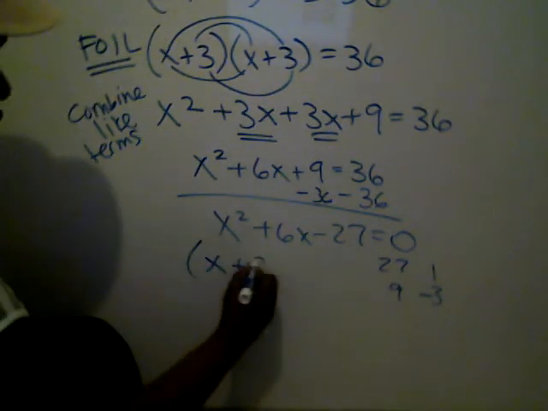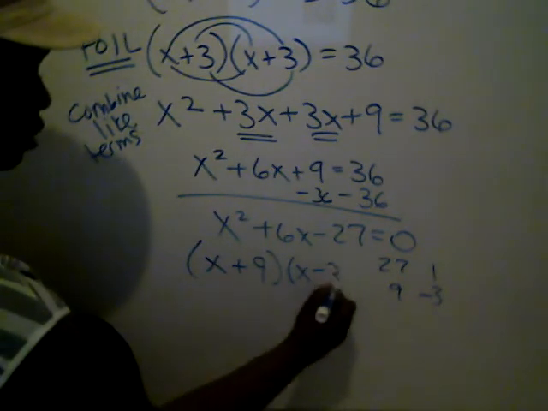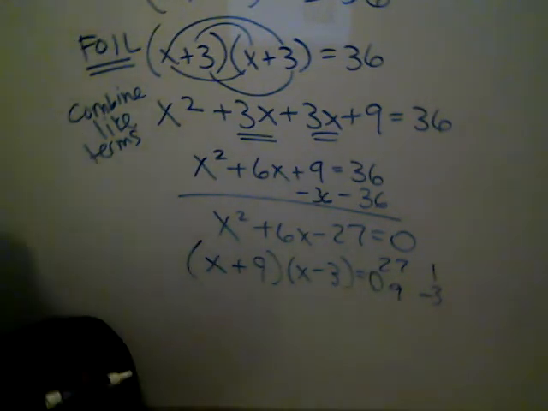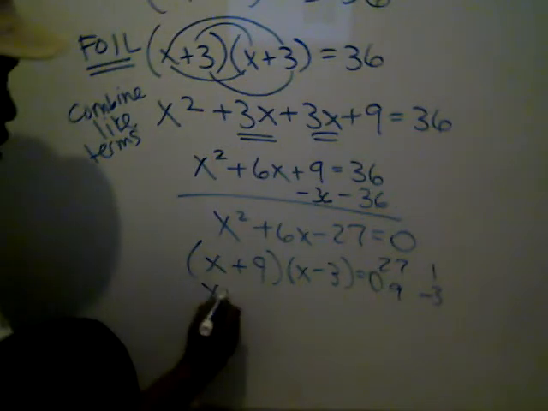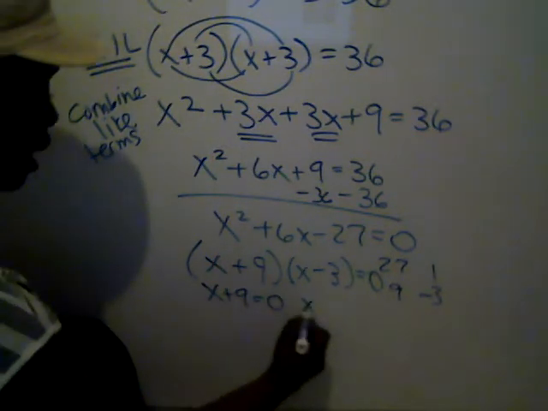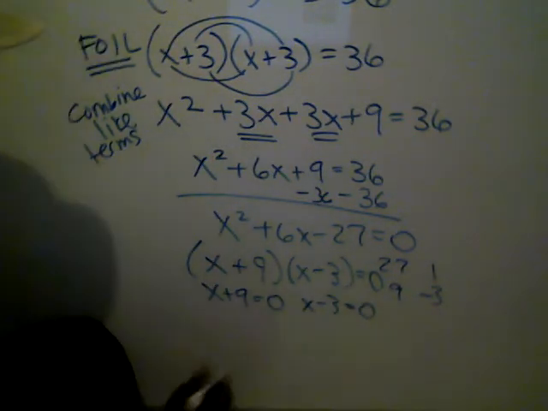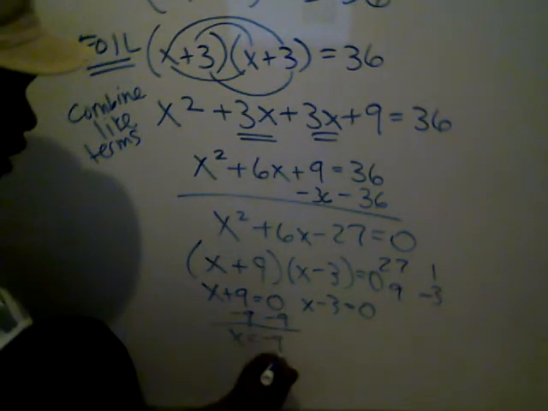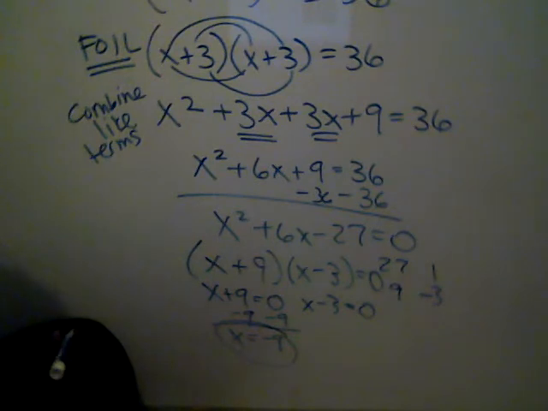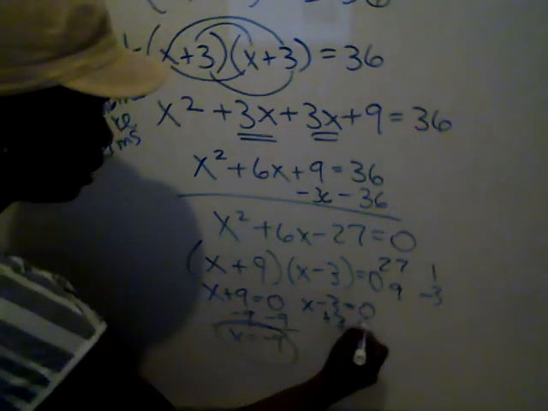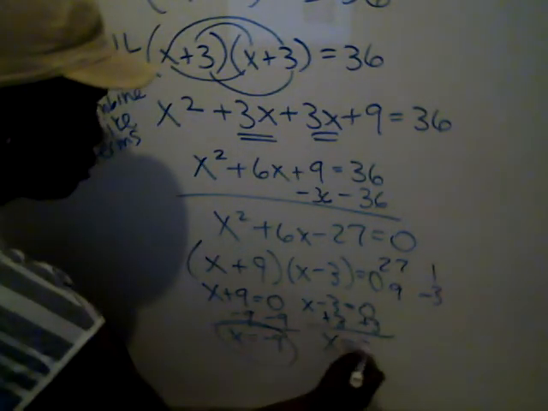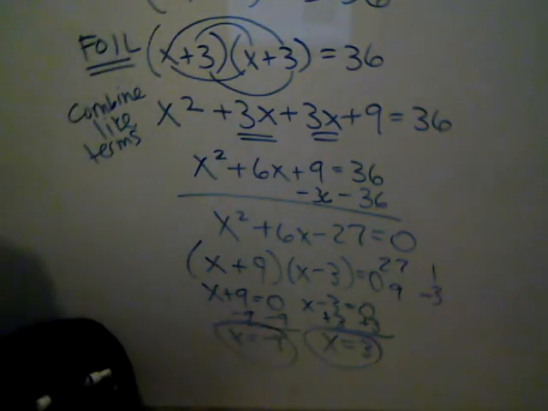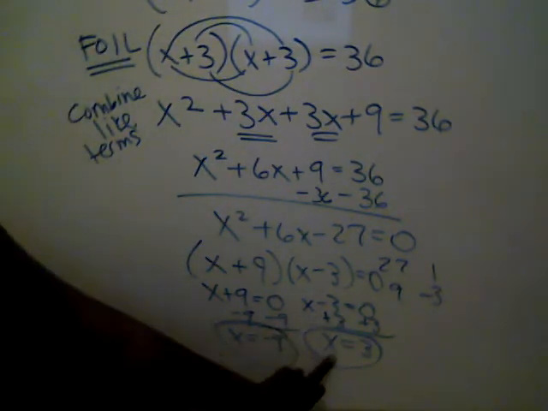So we're going to get (x plus 9)(x minus 3), set it equal to 0. Okay, we're going to set up our two equations, x plus 9 equals 0, x minus 3 equals 0. Okay, we're going to subtract 9. We get x equals negative 9. So that's one answer option, x equals negative 9. We're going to add 3 for this one. We get x equals 3 for the other answer option. Okay, so we get negative 9 and we get 3.